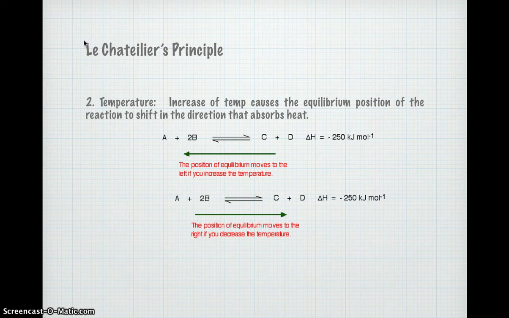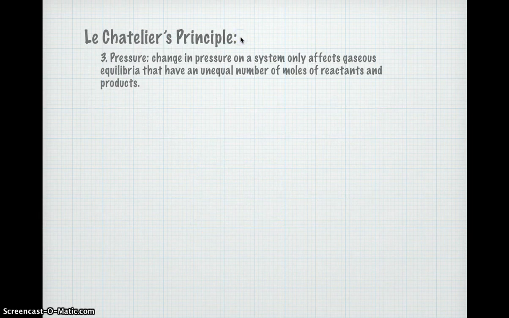If you take a look at this, if the position of the equilibrium moves to the right, if you decrease the temperature, okay, so if I decrease the temperature, the position of equilibrium moves to the right. All right. The third factor is pressure. Concentration is number one. Number two is temperature. Number three is pressure.